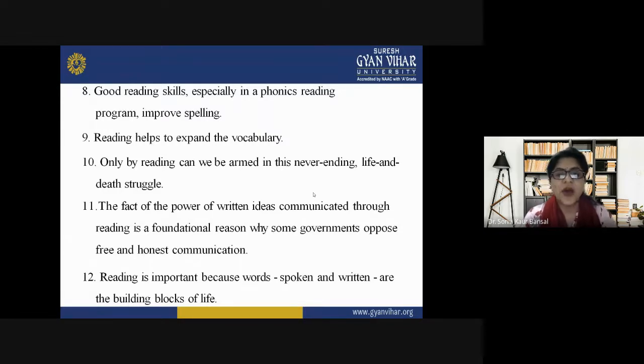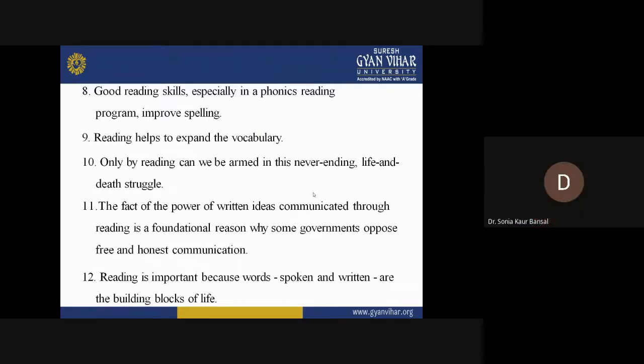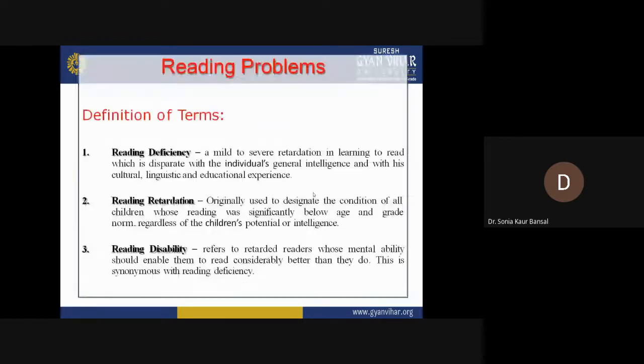So, the power of written ideas communicated through reading is a foundational reason why some governments oppose free and honest communication. So, reading is important because words spoken and written are the building blocks in the mind, and they create the idea in the mind of how you are perceiving them. And accordingly, you behave, or maybe there are certain behavioral changes. So that's why reading is so important, students.